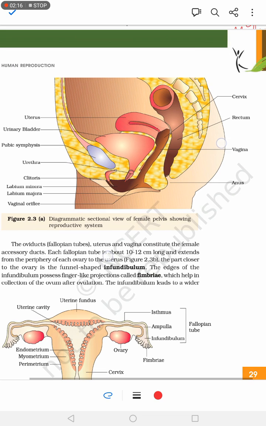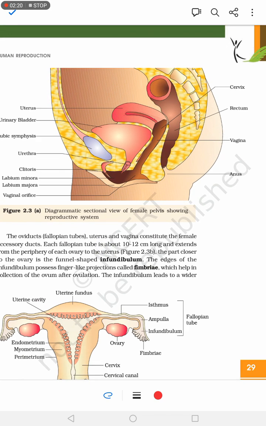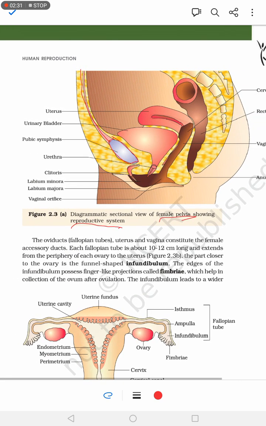So next, coming to the diagram. This is a diagram of a female pelvis showing the reproductive system. So first is the pubic symphysis, and this is the anterior abdominal wall. Pubic symphysis is a fibrocartilaginous joint connecting both the pubic bones, that is the hip bone. Okay, so this is the middle part. Just behind the pubic symphysis we have the urinary bladder. This is the urethral opening. This is the clitoris. Clitoris is a fold of tissue just in front of the urethral opening.